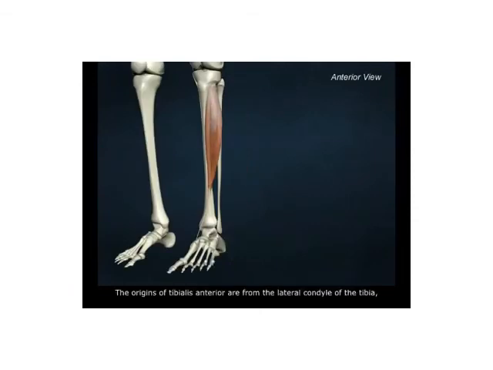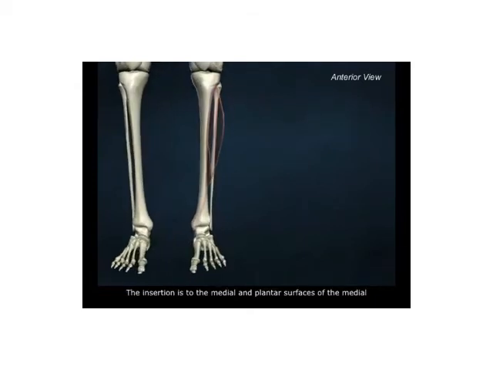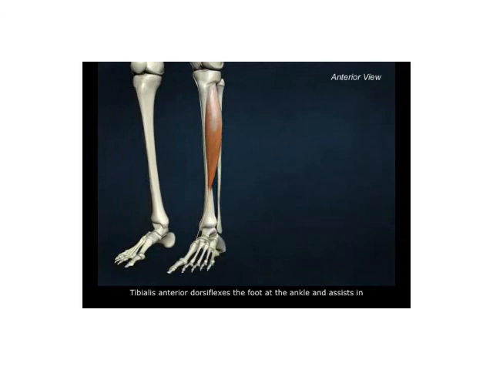The origins of tibialis anterior are from the lateral condyle of the tibia, the shaft of the lateral tibia, and the interosseous membrane. The insertion is to the medial and plantar surfaces of the medial cuneiform and the base of metatarsal 1. Tibialis anterior dorsiflexes the foot at the ankle and assists in inversion of the foot. It is innervated by the deep fibular nerve.